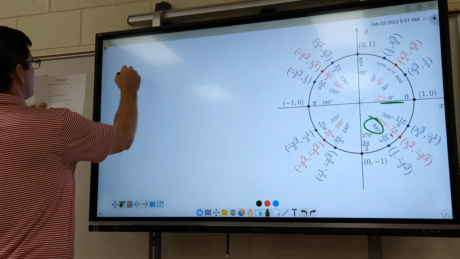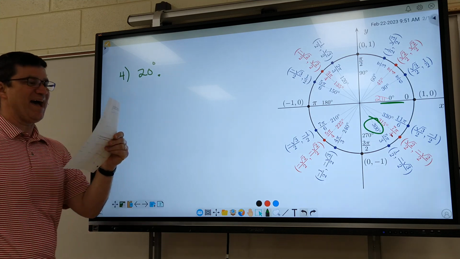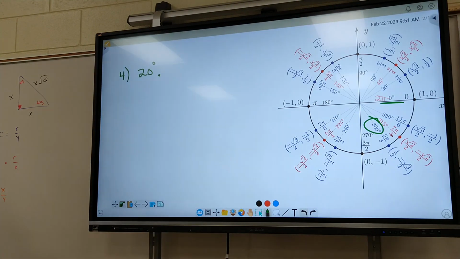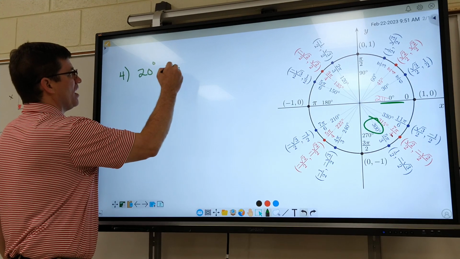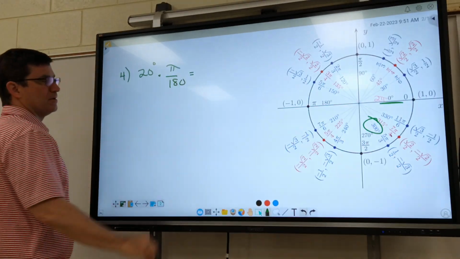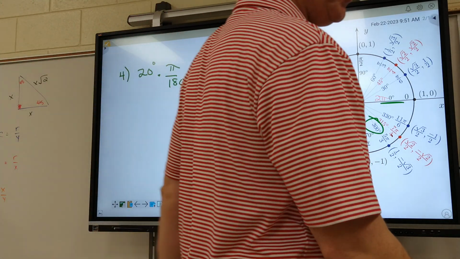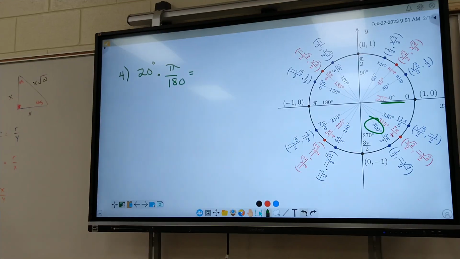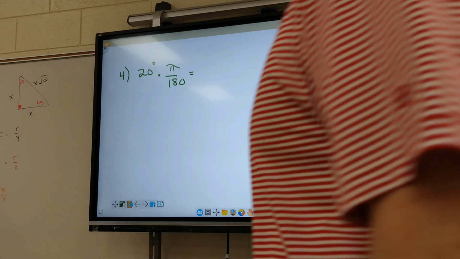All right, number 4 says 20 degrees. Now, they want us to change it back and make it a radian. They want us to give it a pi. So what do I times it by now? Instead of 180 over pi, we now times it by pi over 180. All right, Harlan's going to multiply that and give you the answer in his calculator. Nope, do it again. You're stealing his thunder. Yep, pi over 9. Good call.